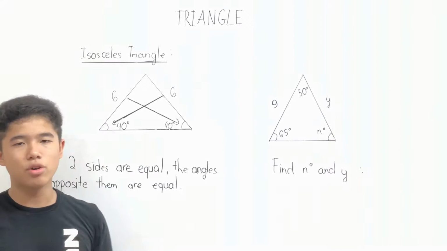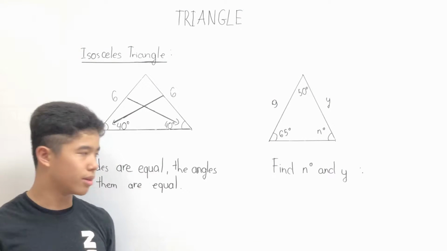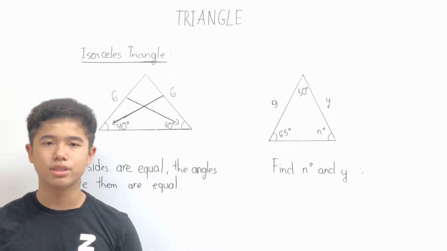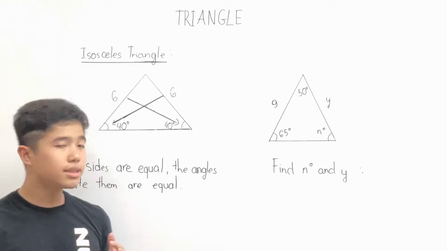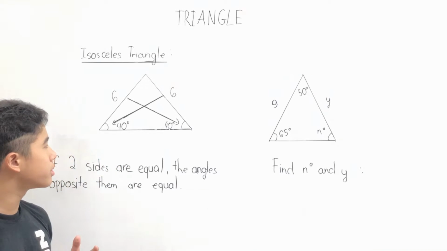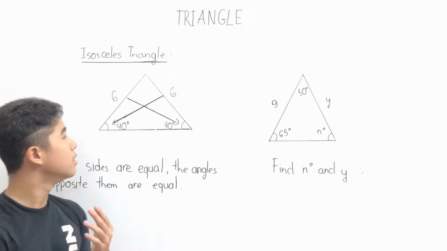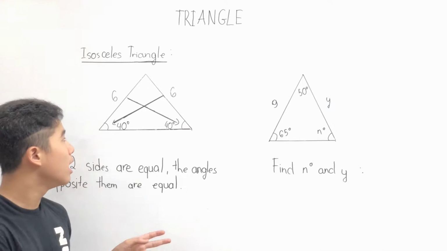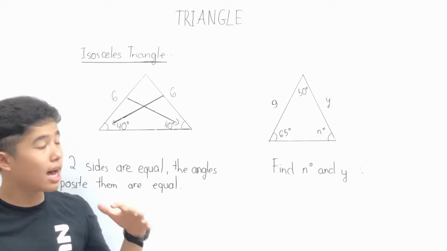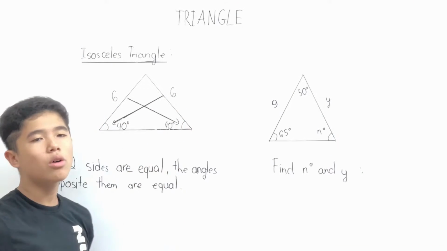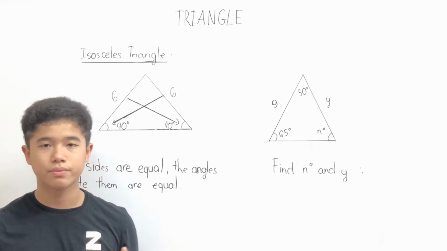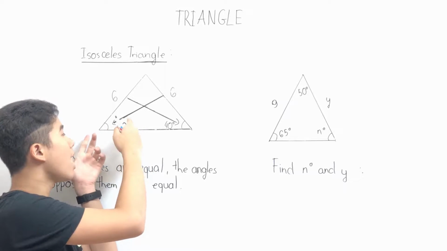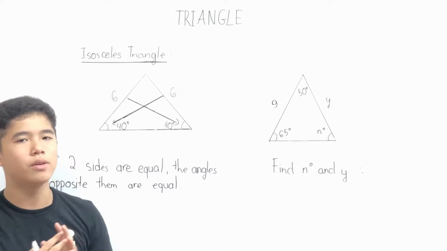First, I'm going to teach you about the isosceles triangle. You might wonder what an isosceles triangle is. Isosceles triangles are triangles like this one. The two bottom angles are equal and the two sides right here are also equal. The sides that are opposite to these equal angles are equal too.